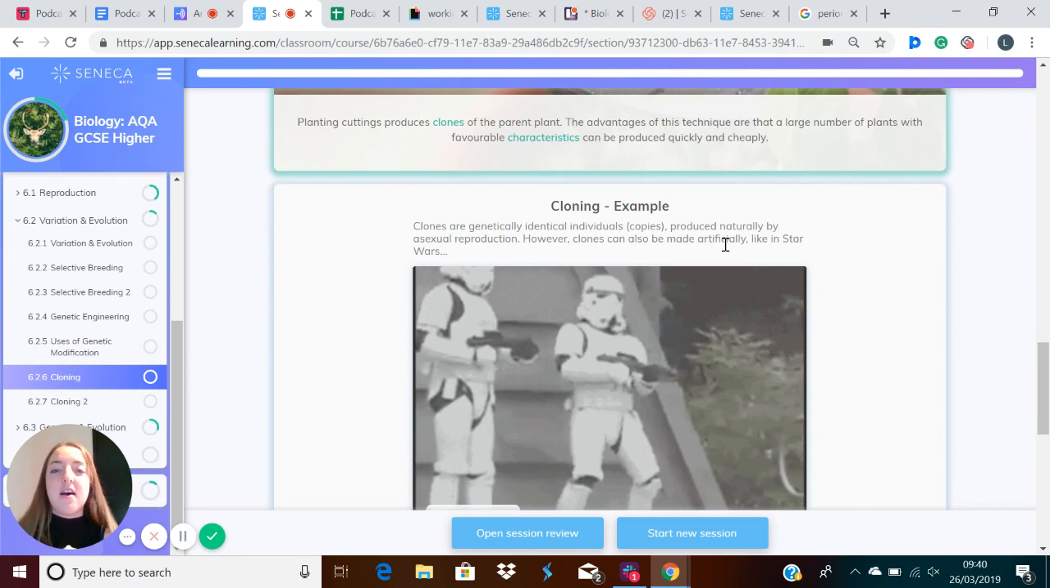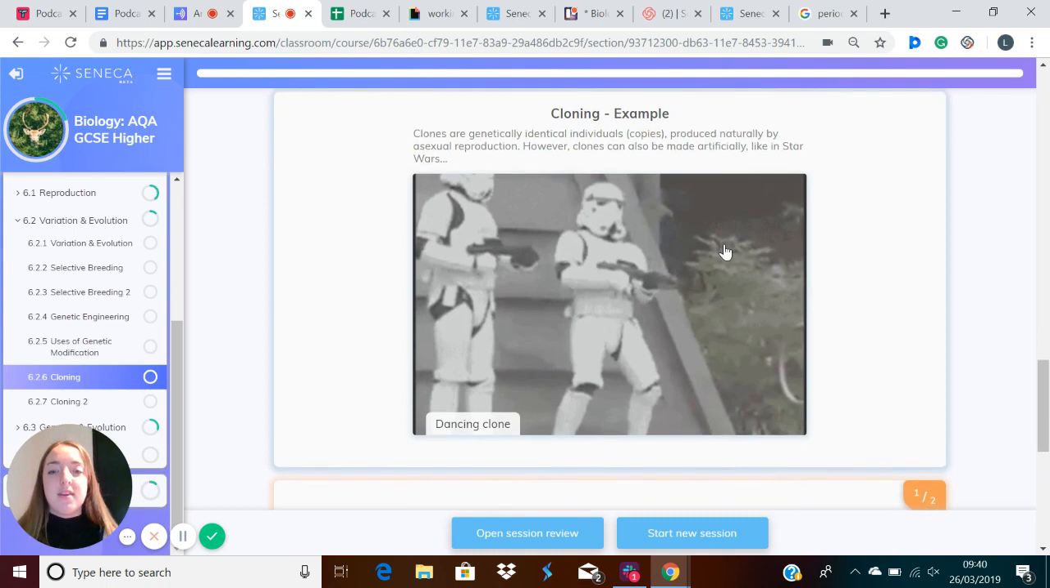So clones are genetically identical copies produced naturally by asexual reproduction, and clones can also be made artificially. So if you think about the stormtroopers in Star Wars, they're all clones because they're all genetically identical, or they all look the same, which is why they're called clones.